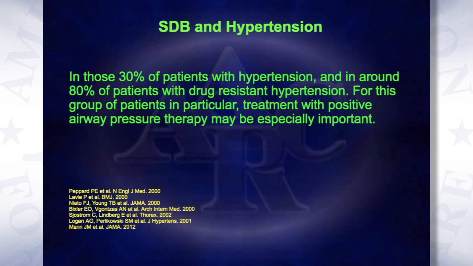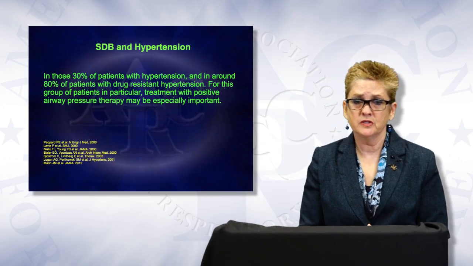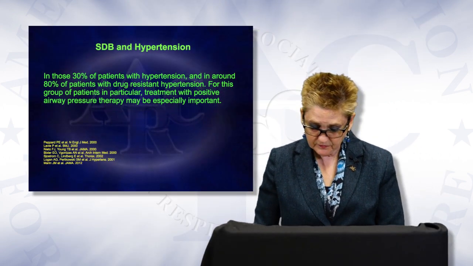So with that, sleep disorders, breathing, and hypertension, those with the 30% we talked about, patients with hypertension, and now we know that about 80% of those patients have drug-resistant hypertension. For this group of patients in particular, the treatment of positive pressure may be especially important so that we can get their blood pressure down because the drug isn't working.